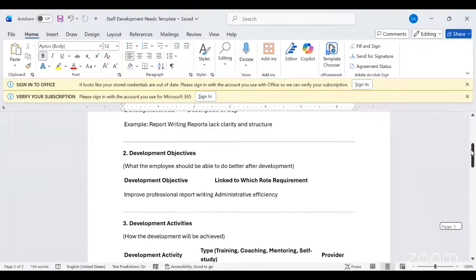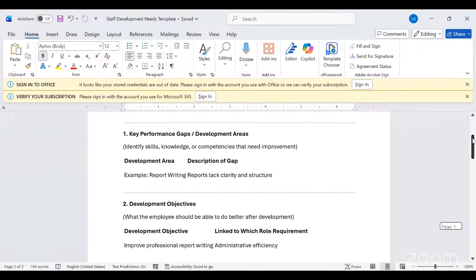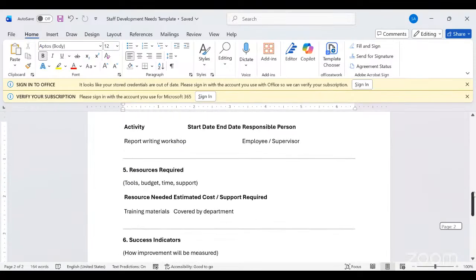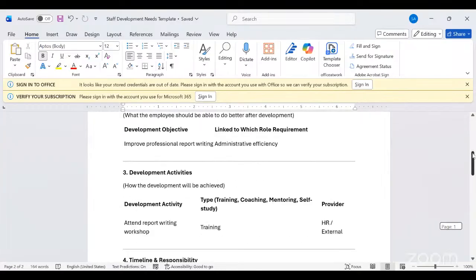So that is the sample template for reviewing the development needs of an employee. I think at this point, I will pause for questions.